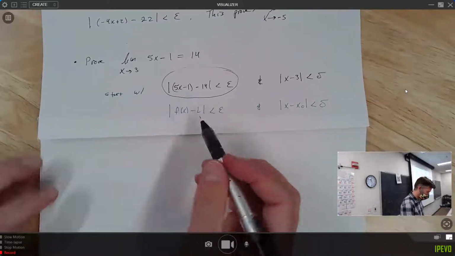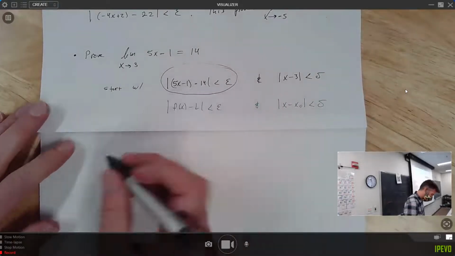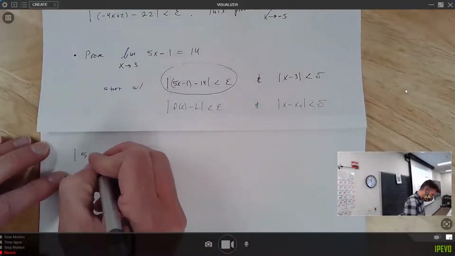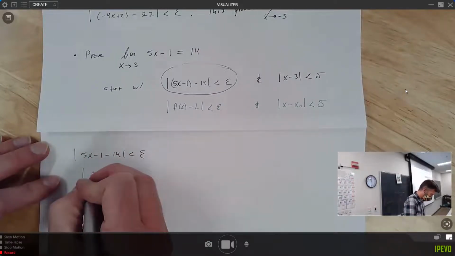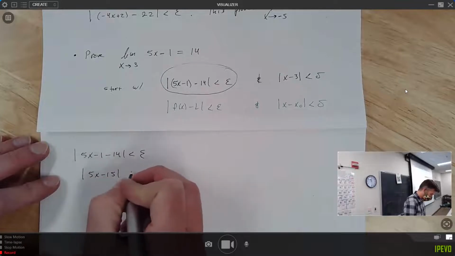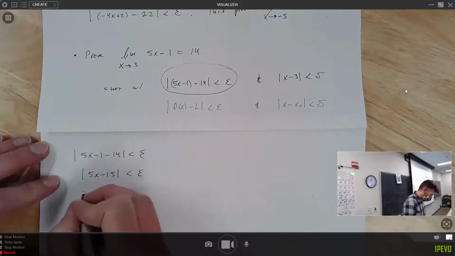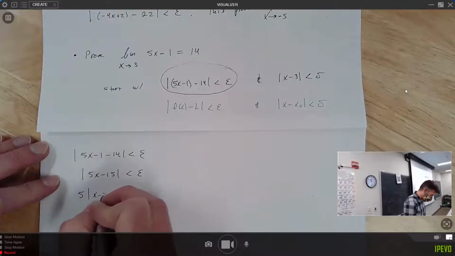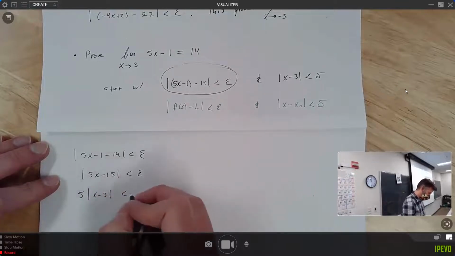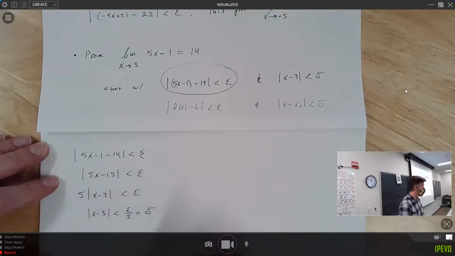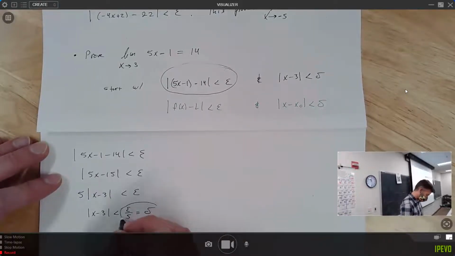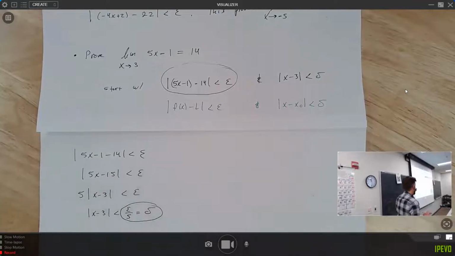And the work is just going to be, if I start with this, and simplify it a little bit, you get the absolute value of 5x minus 15 less than epsilon, factor out the 5. 5 times the absolute value of x minus 3 less than epsilon, and then divide by 5. Oh, yeah. That's our delta, if you want the absolute value of x minus 3 to be less than delta. That's usually the not terrible part.